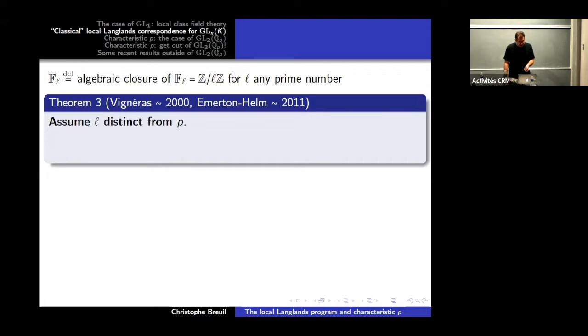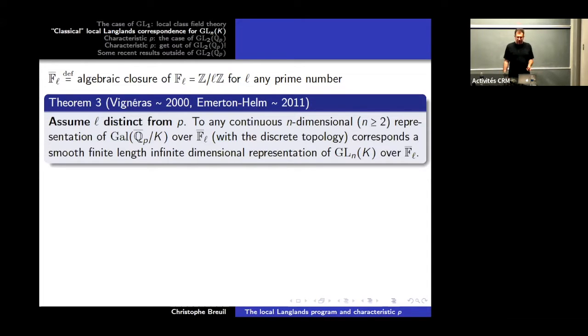This was actually started by Marie-France Vigneras in the middle of the 80s, so a long time ago, and revisited by Emerton and Helm around 2010. In fact, if you assume L distinct from P, I'm a bit vague in my statement, so I can basically recopy the statement. It still holds, except there's one small difference, which I will explain. If you take any continuous n-dimensional representation of Galois p bar over k over FL bar, here I put the discrete topology on FL bar because there's no other topology available, since it's a finite field. So it's again smooth, like previously, but there's nothing to prove. It's just definition. Then it corresponds again to a smooth infinite dimensional representation of GLNK over some FL bar vector space, except that this time it's not necessarily irreducible. It's finite length. There's a finite number of irreducible constituents, but most of the time it is irreducible.